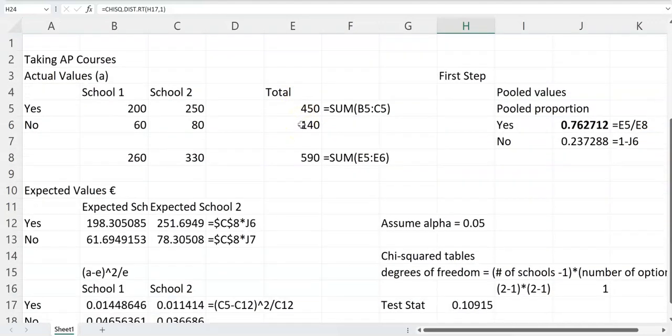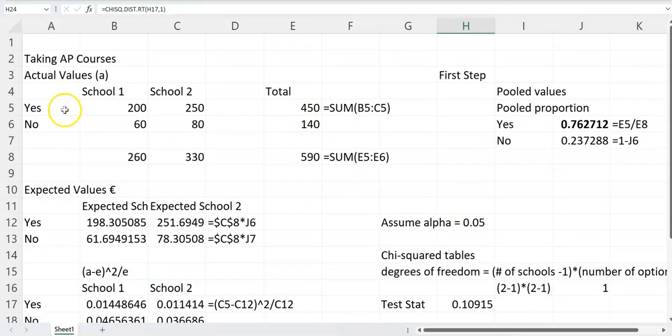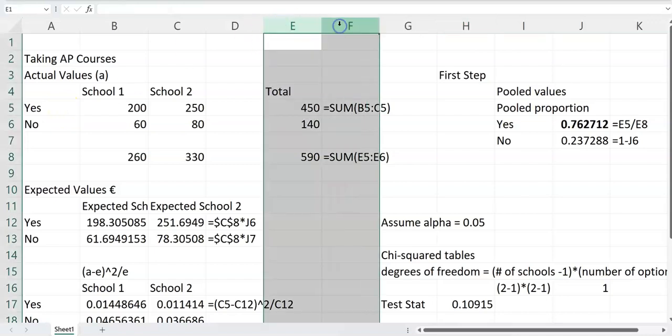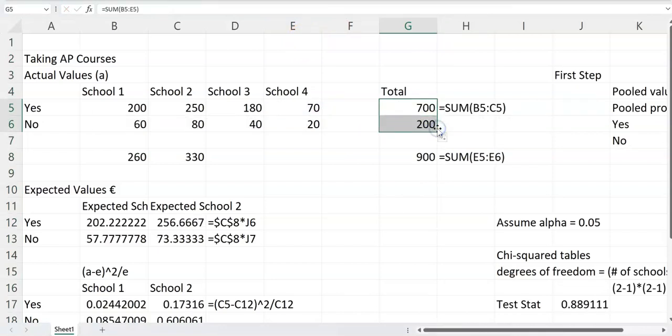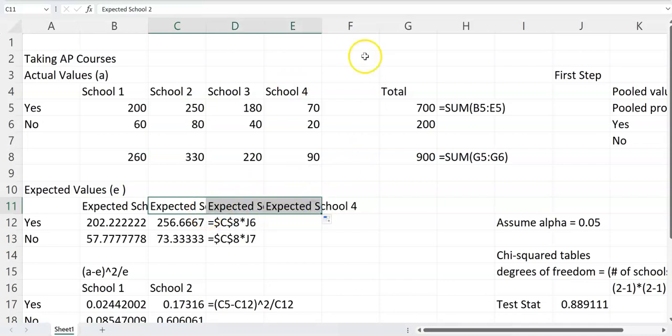Now this is a case when we have 2 values. What if we have, let's say, 4 schools? So we added, let's say, 2 more schools to this. So in this case, we would have some differences in our values. So now we have all these other values. Now we have 4 schools and we have these values. So we would do the same thing as before. We have all these expected values.